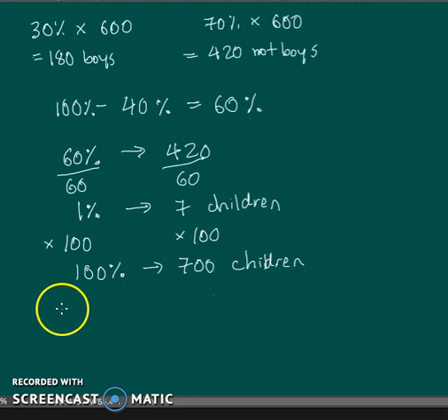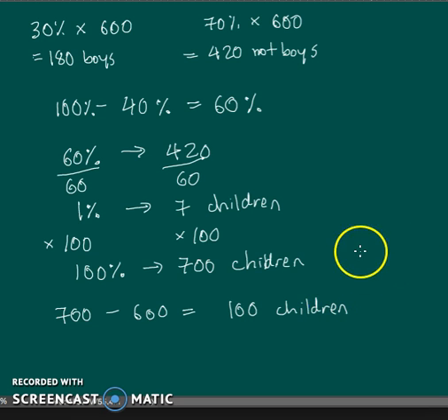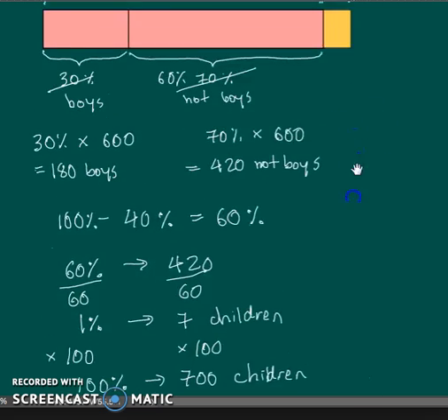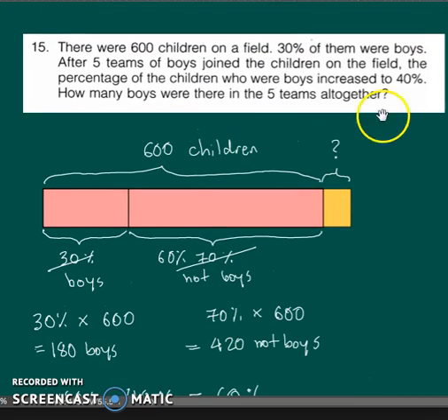And I know that we started off with 600 children. So if I subtract 600 from 700, I get 100 children. That's how many children showed up, and we were told that they were all boys. So that is our answer: 100 boys were added to the field.